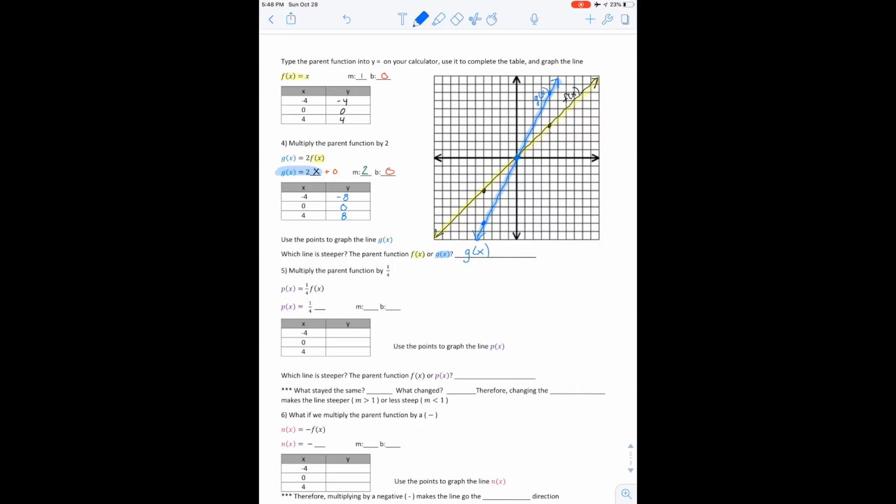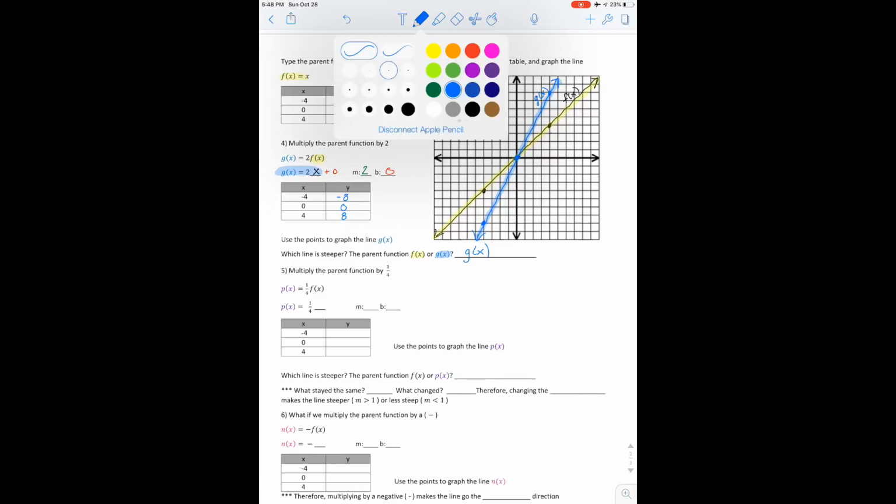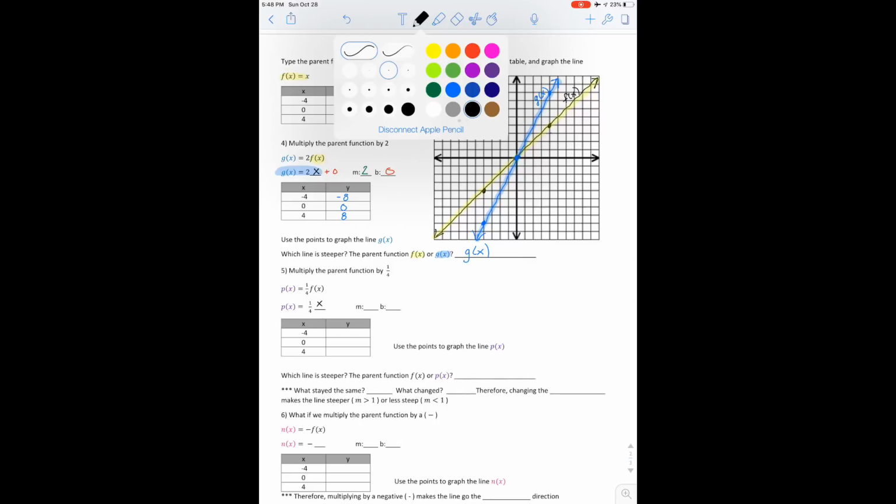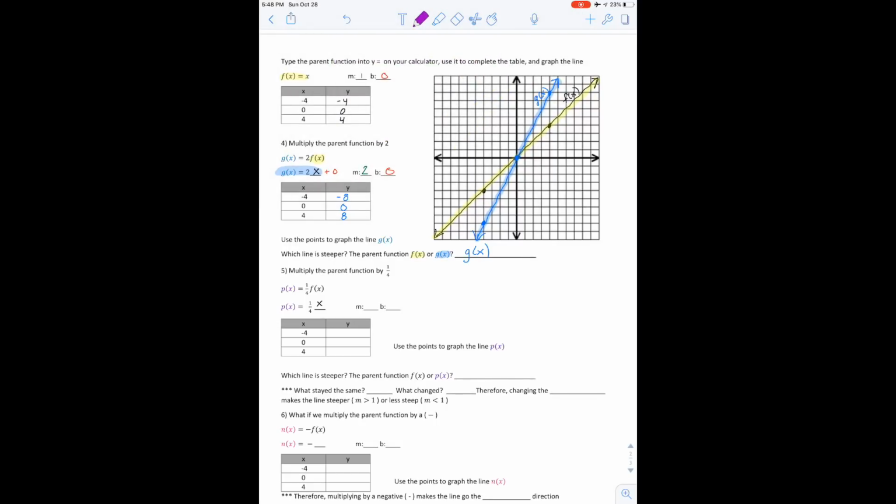All right, so keep that in mind. And now let's look at another one. Let's see what happens when we multiply the parent function by 1/4. So replace f of x with x. So go to y equals. We're going to type in 1/4 x and fill in our table. All right, so if you type that in, when x is -4, y is going to be -1, 0, 0, and 4, +1.